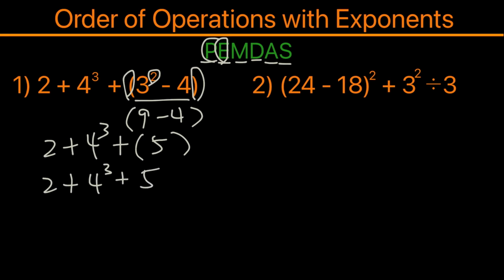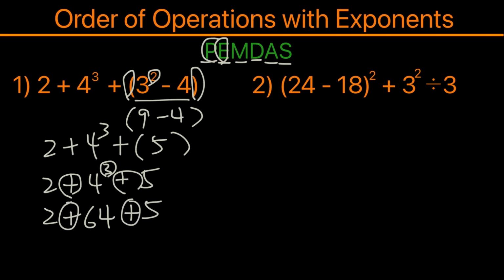And then we can see from here, there are 2 additions and 1 exponent. So according to PEMDAS, exponents goes first. So 4 cubed is gonna be 64. So that's the next priority. Then we bring down the rest. And now the operators that we have are only the 2 additions.